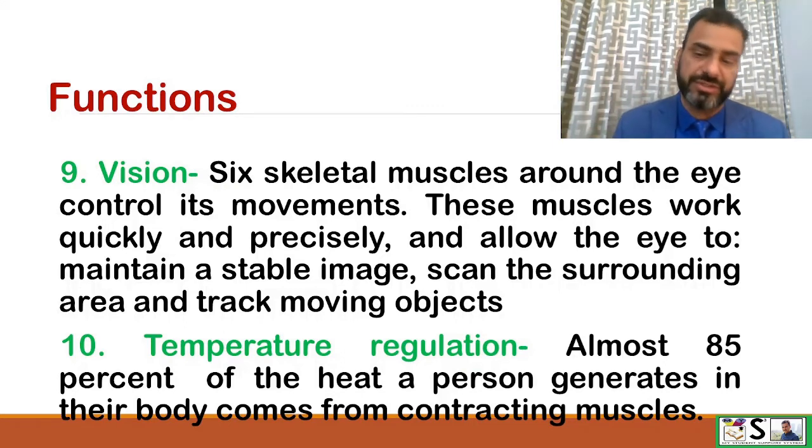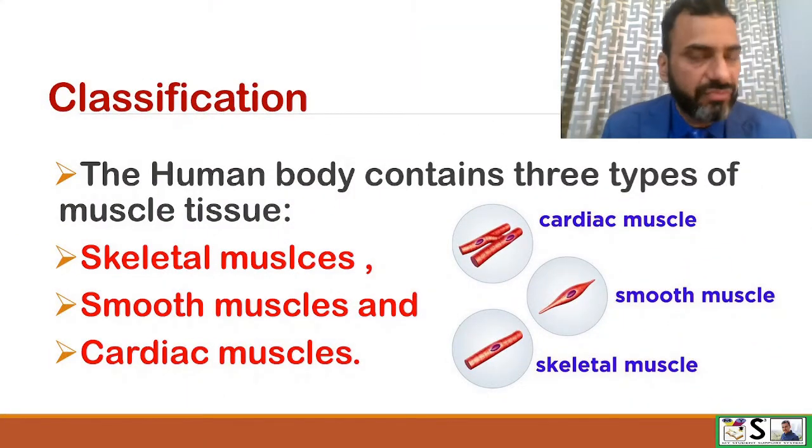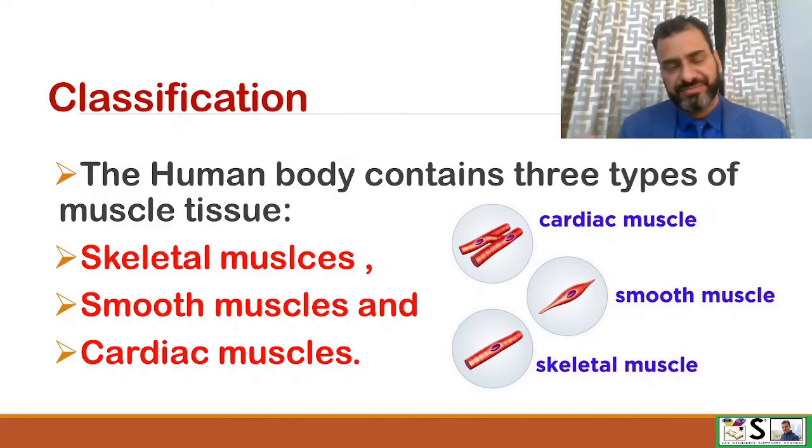Then temperature regulation. Almost 85% of heat is generated by the muscles of our body. So these are the main functions of our muscular system or muscles.